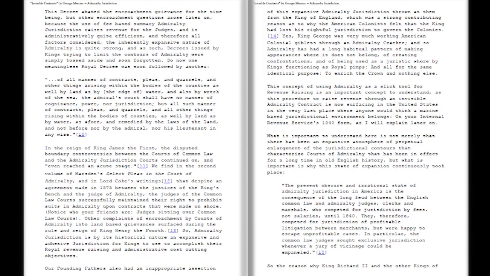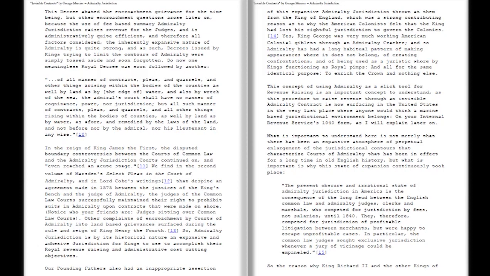So now one meaningless royal decree was soon followed by another, of all manner of contracts, pleas, and quarrels, and other things arising within the bodies of the counties as well by land as by the edge of water, and also by wreck of the sea. The Admiral's Court shall have no manner of cognizance, power, nor jurisdiction, but all such matter of contracts, pleas, and quarrels, and all other things rising within the bodies of counties, as well by land as by water, as afore, and remedied by the laws of the land, and not before nor by the admiral, nor his lieutenant in any wise.